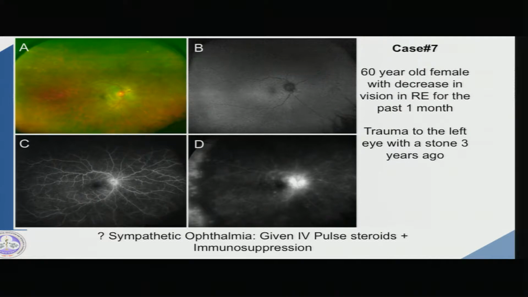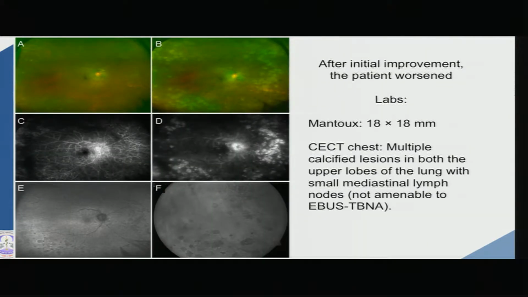So a provisional diagnosis of sympathetic ophthalmia was made, and this patient received IV pulse steroids followed by immunosuppressive therapy. After an initial improvement, this patient showed worsening. At this stage, if you look at the ultra-wide field image as well as the fluorescein angiography, you find those typical round to oval yellowish subretinal lesions, which are involving almost the entire periphery. And in the ultra-wide field autofluorescence, you find these hypo-autofluorescent areas with a hyper-autofluorescent edge, which one would not expect to see in sympathetic ophthalmia.